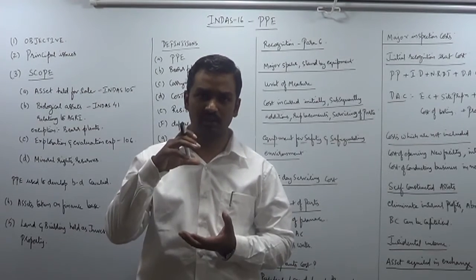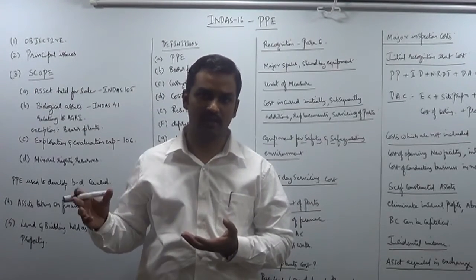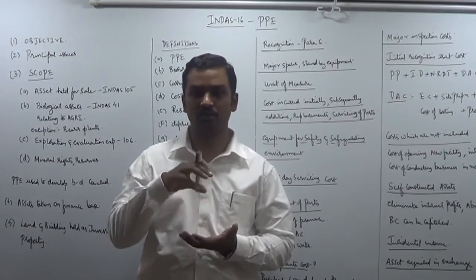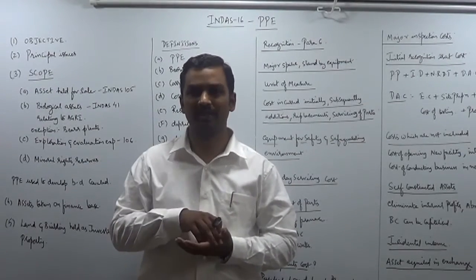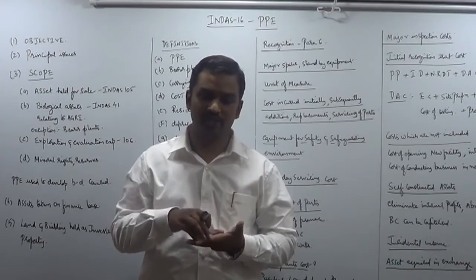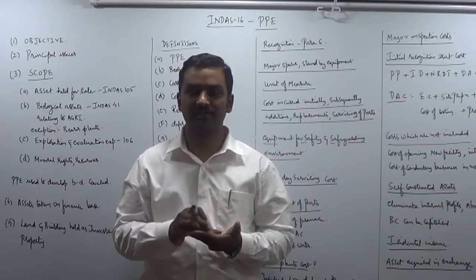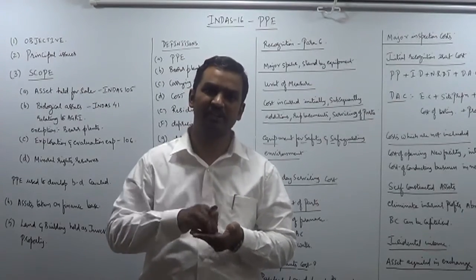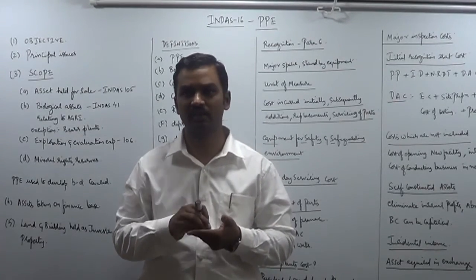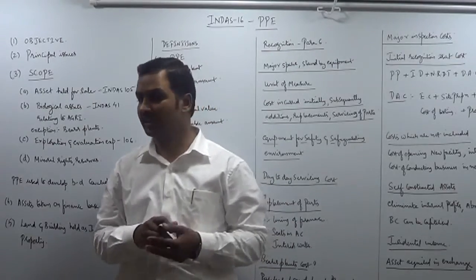I am going to discuss this standard in various parts. In the first part we are going to discuss only what is property, plant and equipment, what is covered by the standard, what is not covered by the standard. Then we are also going to discuss how property, plant and equipment is initially recognized in our books of account. So let us get started.